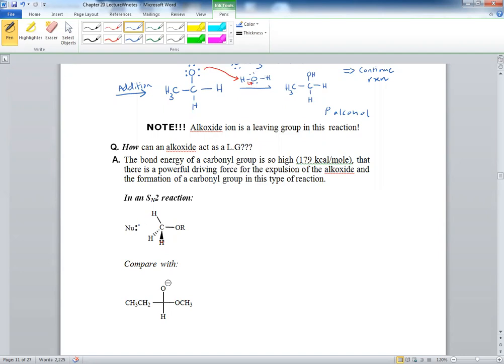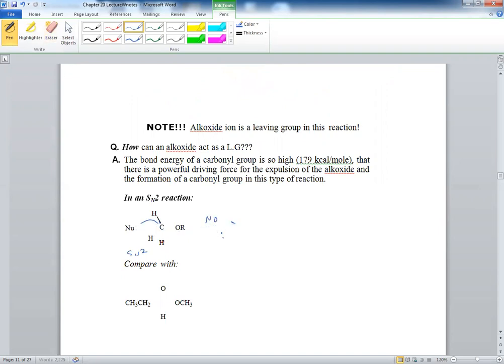So if you have a nucleophile, this was an SN2 reaction, attacking the sp3 hybridized carbon with OR, in this case the alkoxide, as a leaving group. We said there's no reaction in this one. Basically, if you were to show this, you would say the nucleophile is right here. You have C and H. And the reason why this does not form is because the product and the reactant have similar energy. So the reaction is not going to take place.